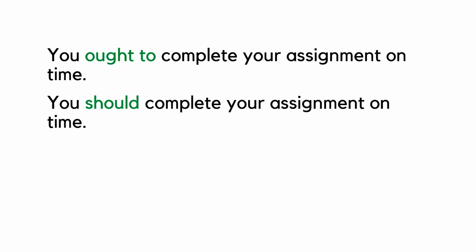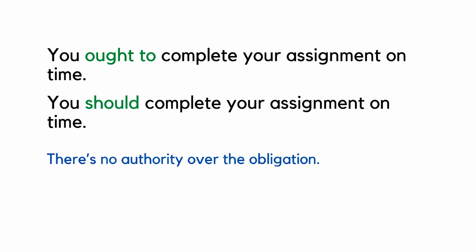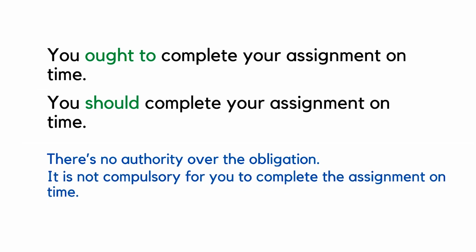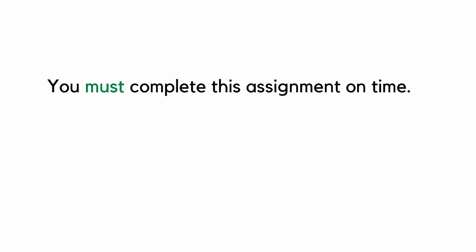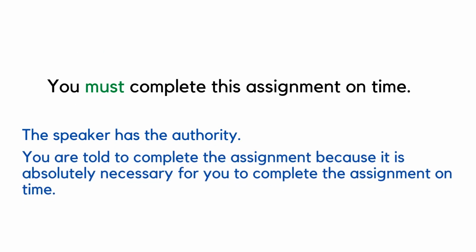In the first example, there's no authority over the obligation, or it is not compulsory for you to complete the assignment on time. You are told to complete it because it is a sensible thing to do. In the second sentence, the speaker has the authority. You are told to complete the assignment because it is absolutely necessary for you to complete the assignment on time.